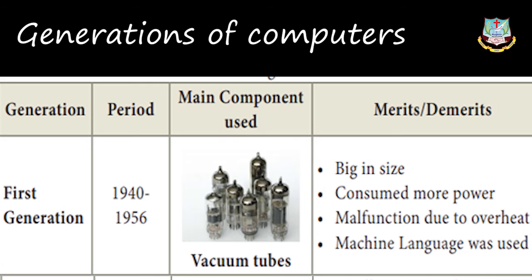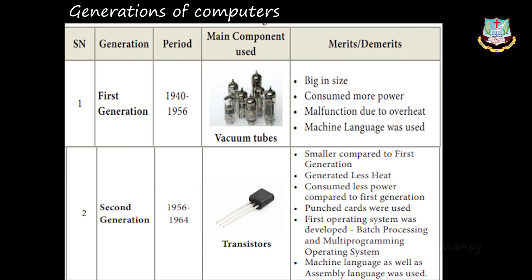And so they advanced some more technologies, and in the year 1956 the second generation, the transistor, was invented. And let's see the merits and demerits of this transistor. This is the transistor. The transistor is the second generation computer. When you compare it with the first generation, it is a little smaller, it generated less heat, and it also consumed less power than the first generation.